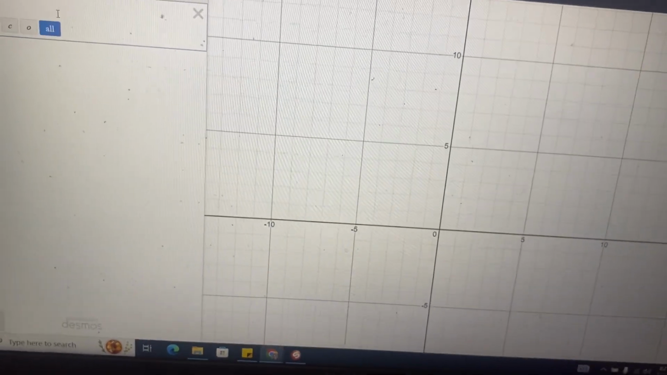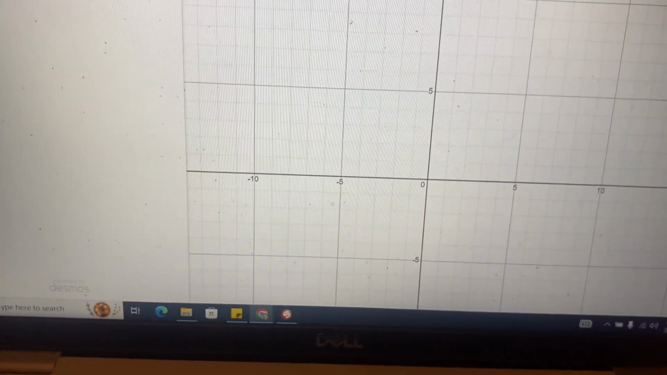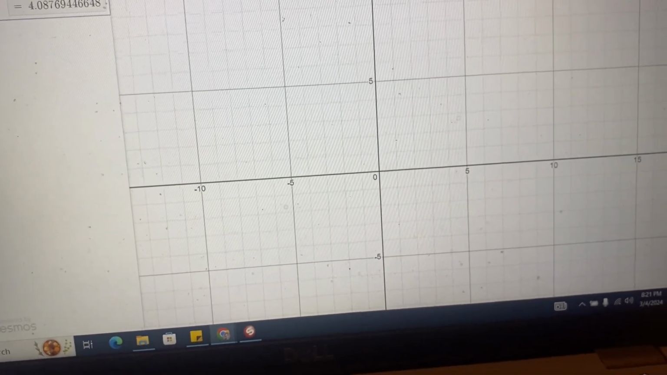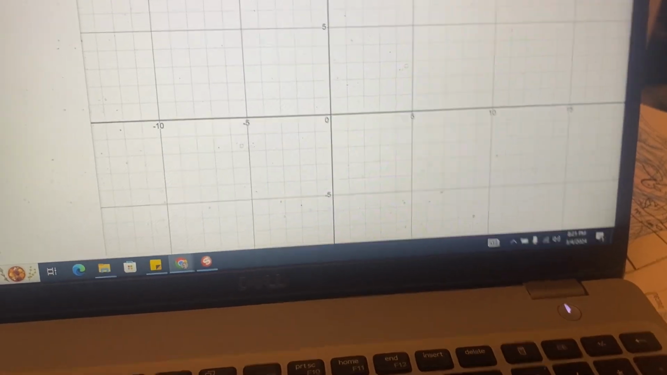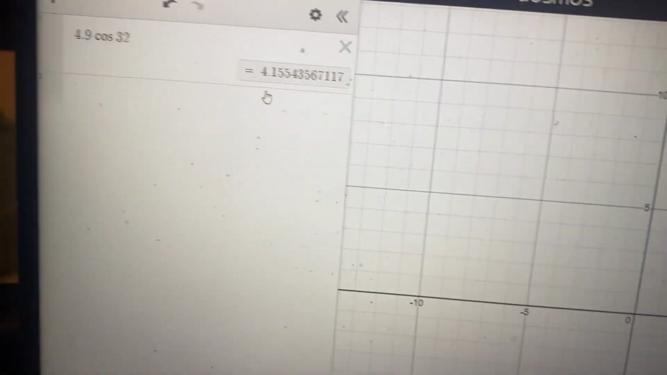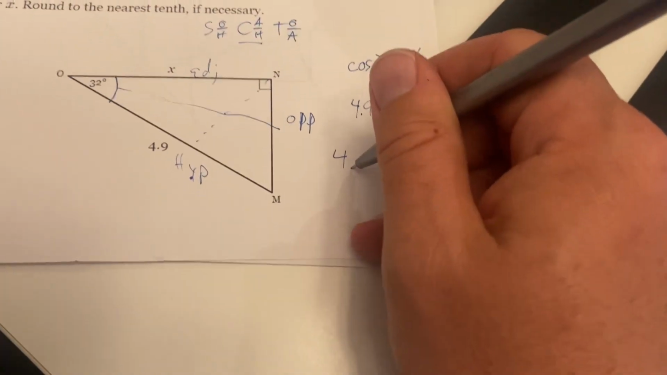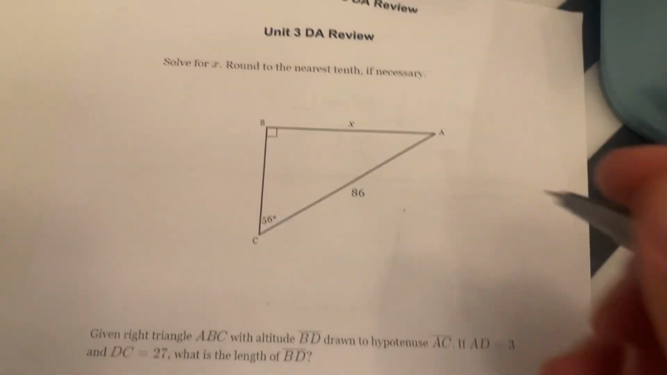4.9 cosine of 32. It should be 4.08. Let me go ahead and make sure. Oh, I was in radians. Here's degrees. Doesn't change it a lot, does change it. That's 4.15. So we're going to call this one 4.2.